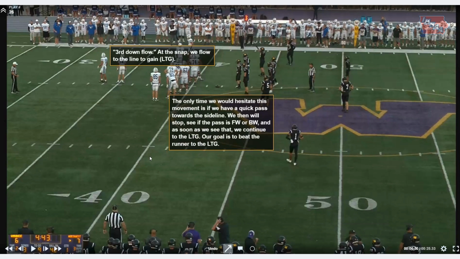All right, this was another one sent in by the crew. Appreciate it. Talking about third down flow, fourth down go. And the question by the crew was, do we ever not continue flowing to the line to gain? What do we do if it's coming at us? So remember, third down flow. At the snap, we're going to flow to the line to gain.